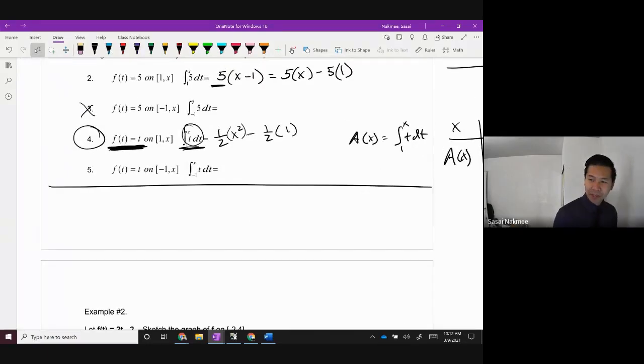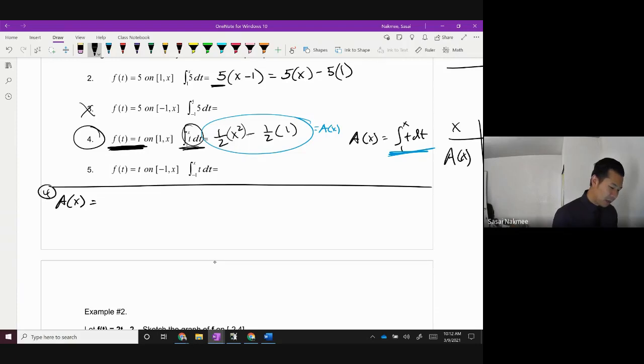But here's the deal. If you just look at this function right here, this a of x, this is technically what a of x is, and a of x is equal to the integral of this. So what I'm saying is this: a of x, for number 4, is equal to 1/2 x squared minus 1/2 times 1, which of course is just equal to the integral from 1 to x of this function right here, f of t dt.